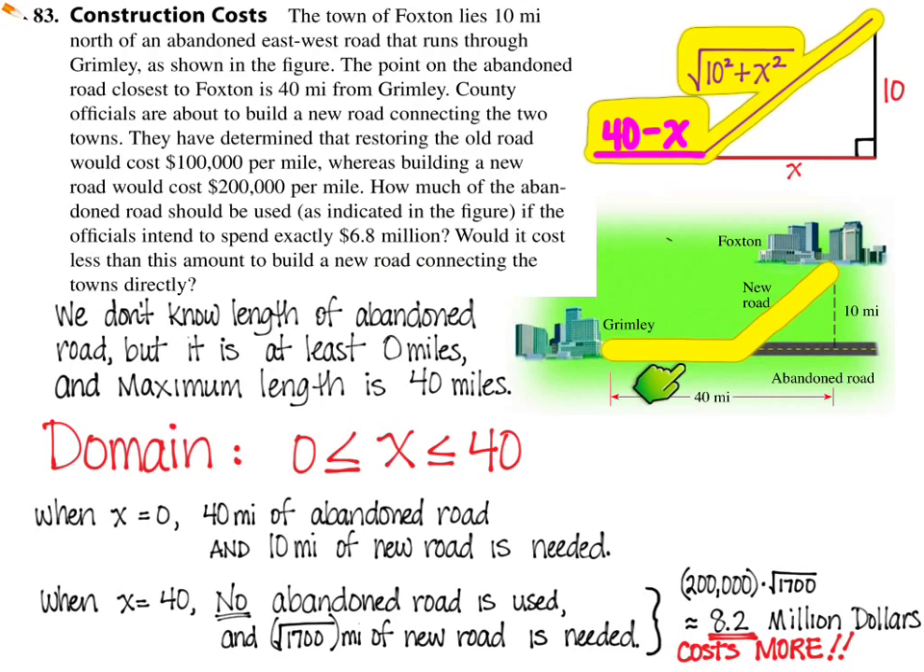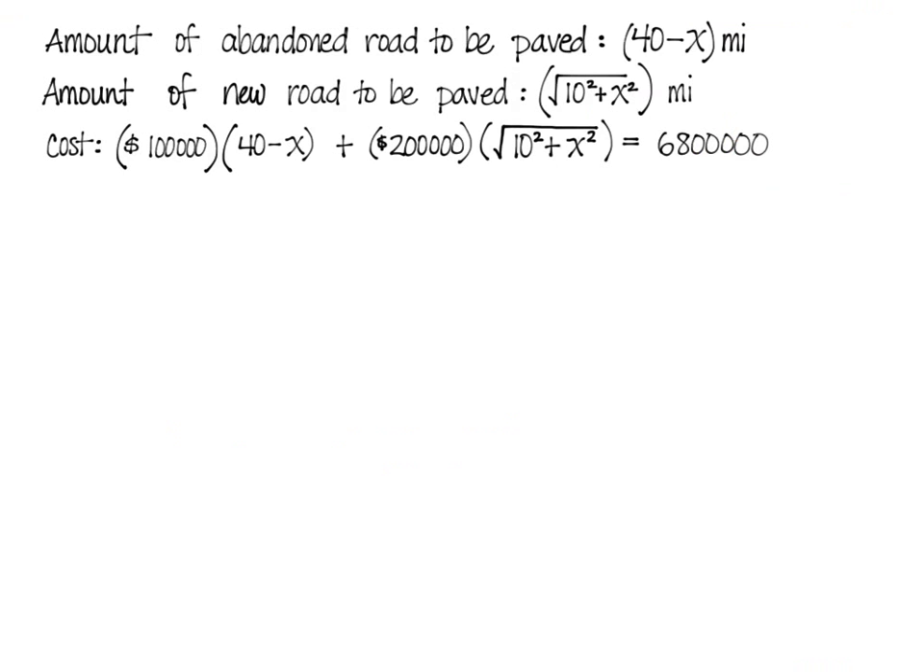So we know we have to use some of the abandoned road. Let's look at this again. The amount of the abandoned road that we're going to use is 40 minus x, and that was in the previous diagram. The amount of new road that we're going to use, that hypotenuse, is the square root of 10 squared plus x squared. The cost for fixing up the abandoned road is $100,000 per mile, and the cost for the new road construction is $200,000 per mile, so we've got that, and it has to equal a grand total of $6.8 million, which I wrote out as 6,800,000 there.